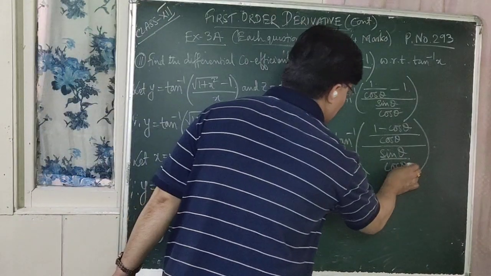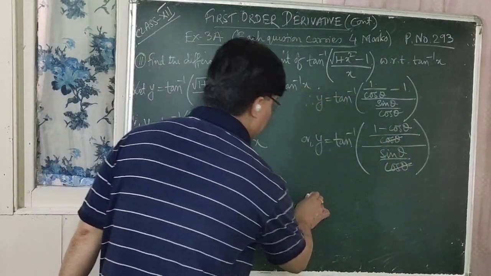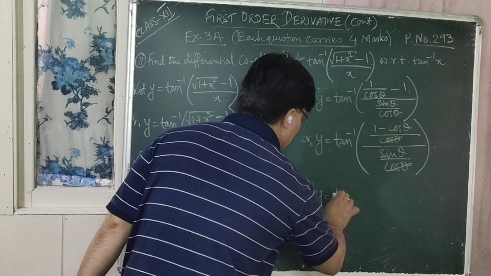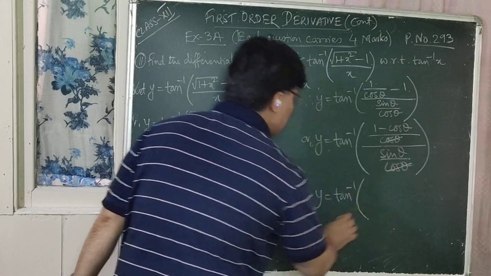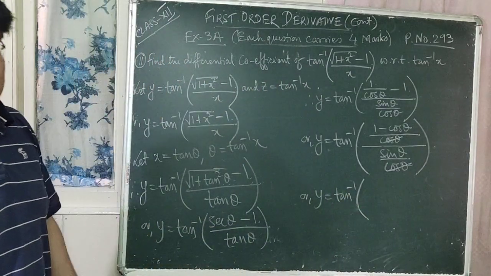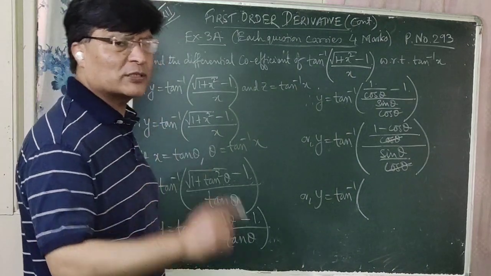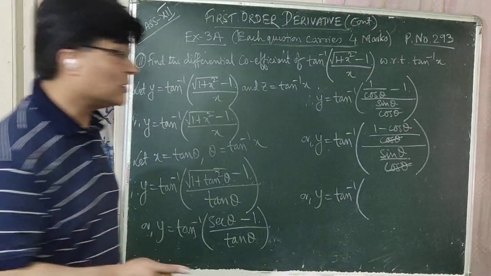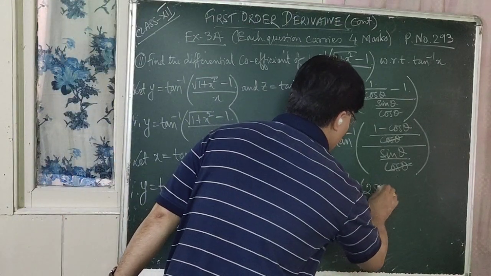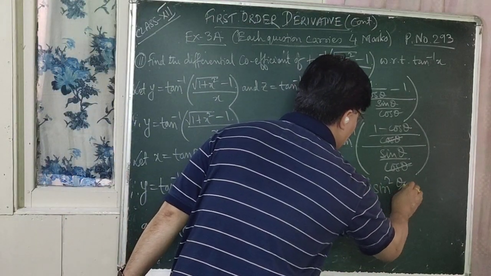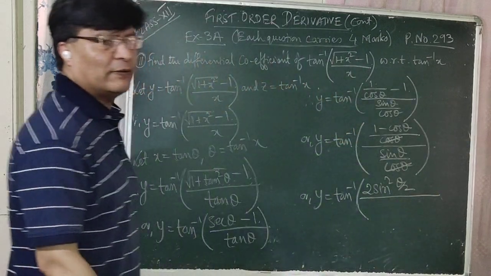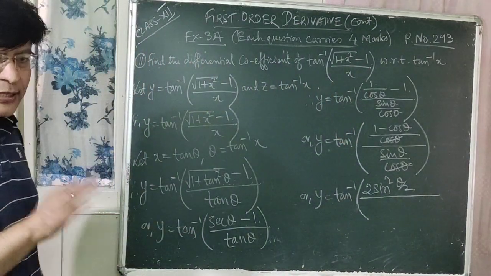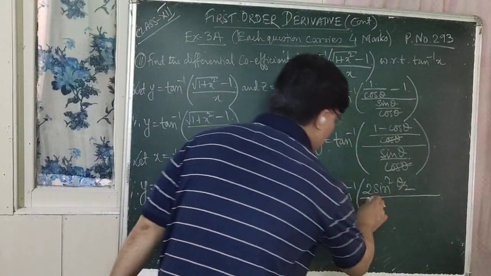So here you can cancel this cos theta, cancel them. Or y is equal to tan inverse. Now within bracket you can write down the formula here. What is 1 minus cos theta from submultiple angles? You should know it. What is 1 minus cos theta? It is 2 sin square theta by 2, you know that, divided by, in the denominator there is sin theta. You can use the formula of sin theta. What is that formula?